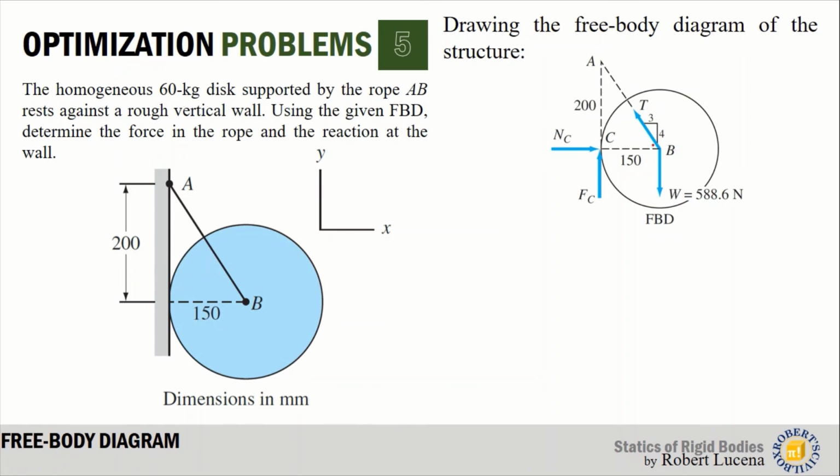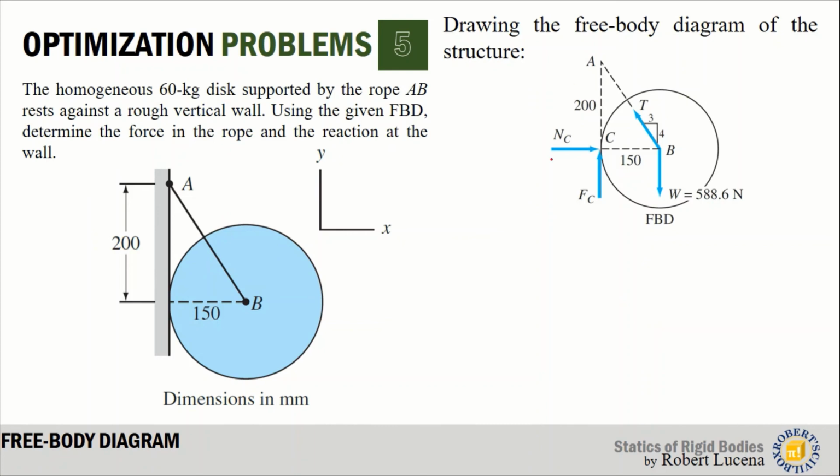And the next is we put the support reactions. So for a cable, the support reaction is T and the slope is as shown, 3 to 4. And at C, this is a wall with friction, so it has two reactions, the perpendicular NC and FC. Now this FC is directed upward. It's because the weight of this disc tends to move the object downward, and therefore the direction of friction is against the movement or the possible movement of the object.